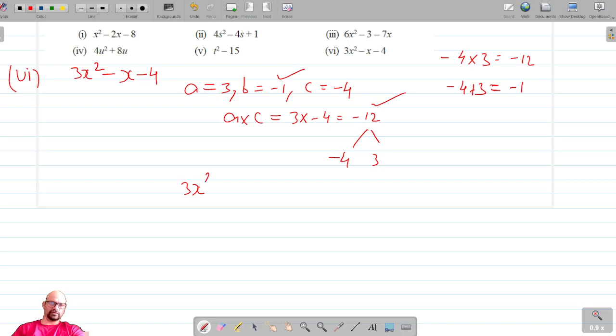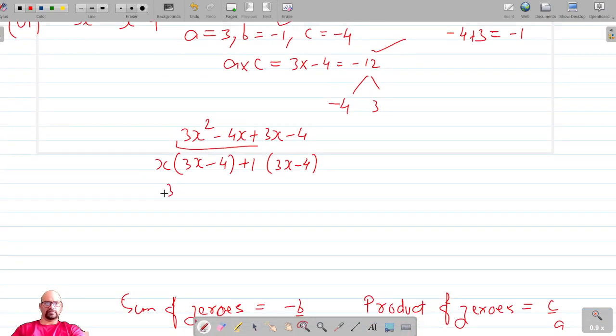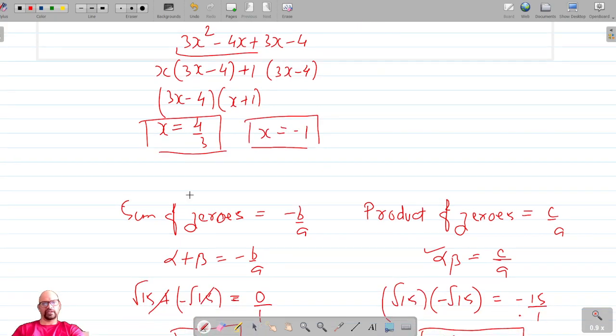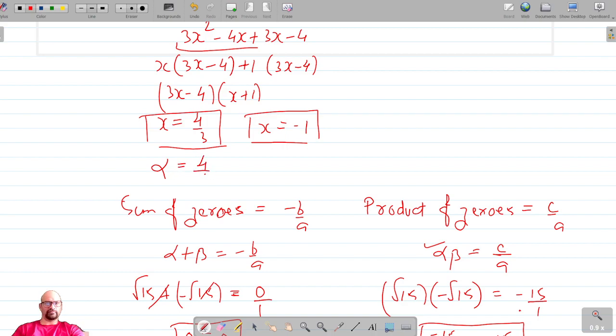So this is 3x squared minus 4x plus 3x minus 4, and here the common is x, so this is x into 3x minus 4 plus 1 into 3x minus 4. So this is 3x minus 4 into x plus 1. So this gives me x is equal to 4 by 3 and x is equal to negative 1. And our zeros are alpha and beta.